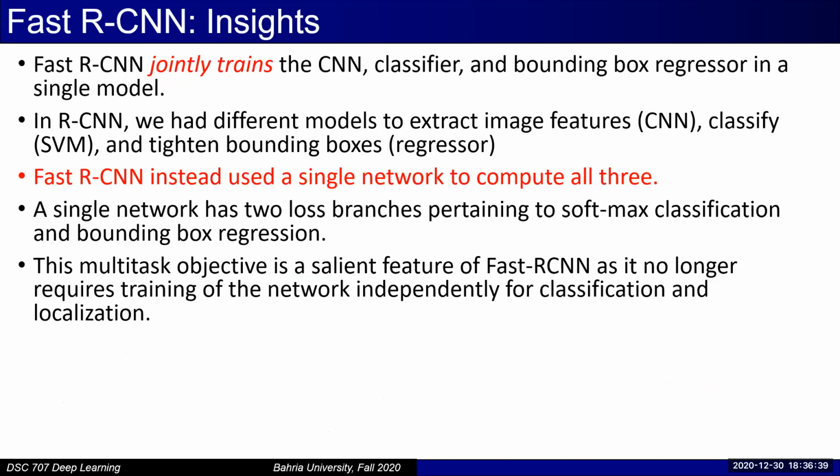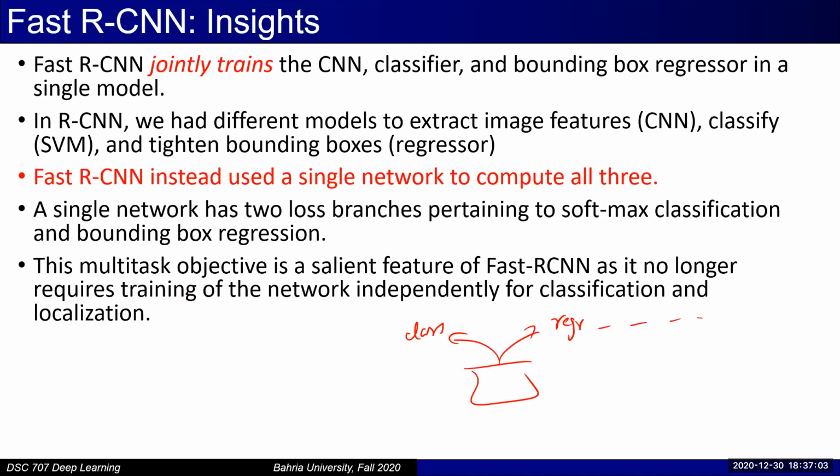Then, as we said, as opposed to RCNN, it is a single network which jointly trains the classifier part as well as the bounding box regressor part, right? So just like we had seen in classification plus localization, your network will have two branches. One branch is for classification, which is softmax. The other branch is for regression, which is giving you four numbers as an output.